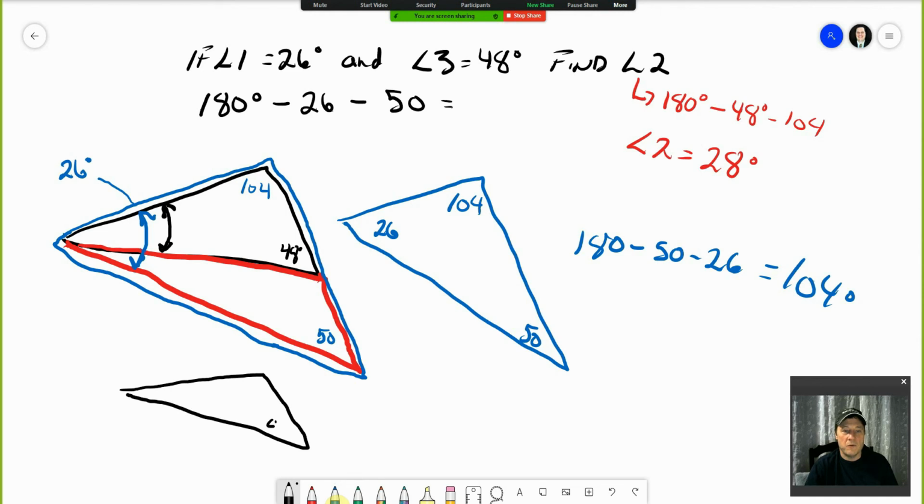And we have 48, and we have 104, and we need angle 2, which is this right here. And that's what we got up here. 180 minus 48 minus 104 gave us 28 degrees.